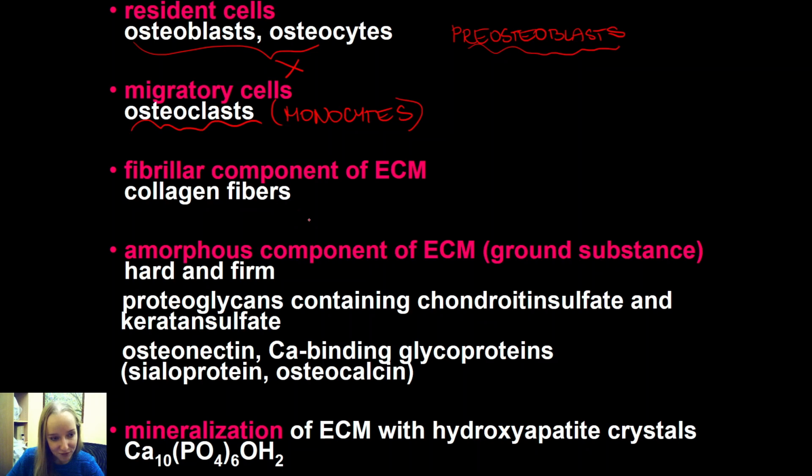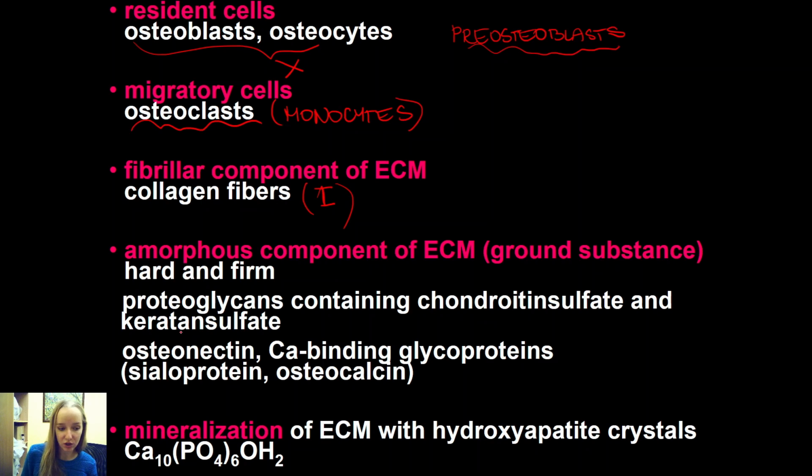And then we have the fibrillar component of extracellular matrix, the collagen fibers. Type 1 collagen is important, type 1. She wrote it like this, type 1. That's forming fibers. It's very important. And the amorphous component is very hard and firm, also like in cartilage. We have proteoglycans that contain chondroitin sulfate and keratan sulfate. It's the same as in cartilage.